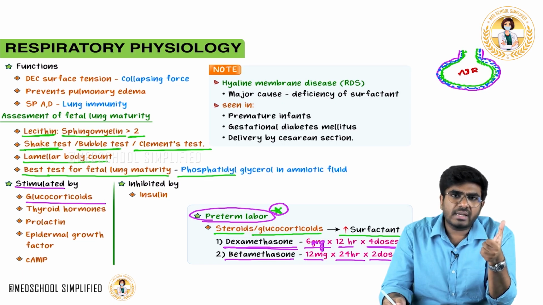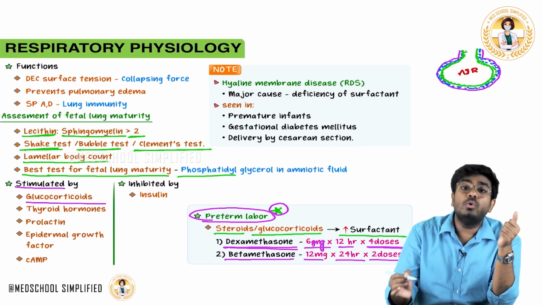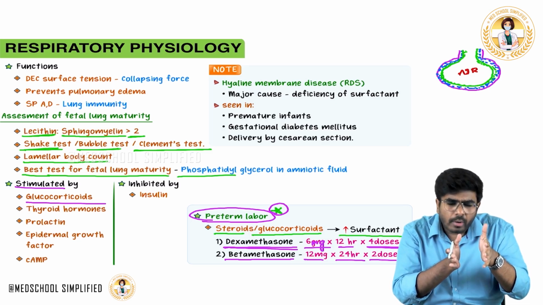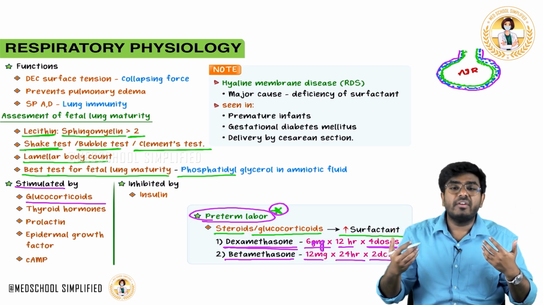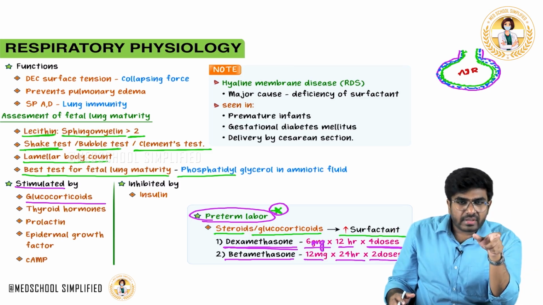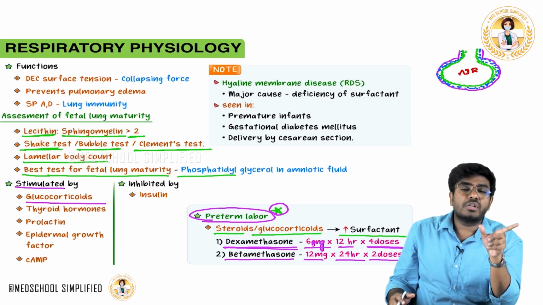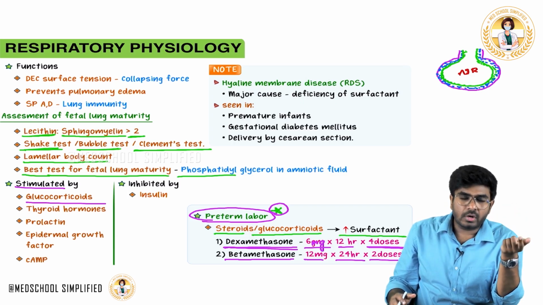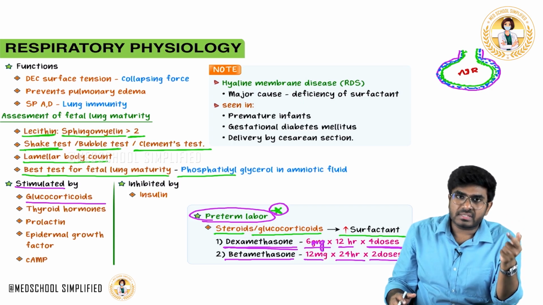Now, cortisol, what exactly is it? Cortisol is a glucocorticoid. So when the baby is passing through the genital tract in a normal delivery, cortisol levels will be elevated in the baby. Cortisol levels will stimulate more production of surfactant, so surfactant is going to be produced in higher concentration. The surfactant is going to decrease the surface tension.